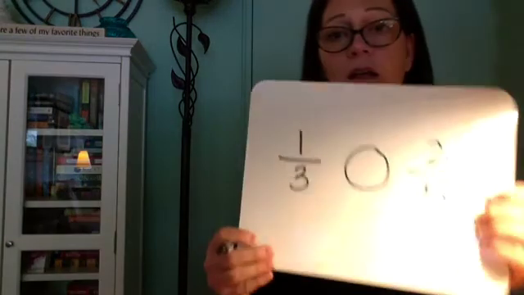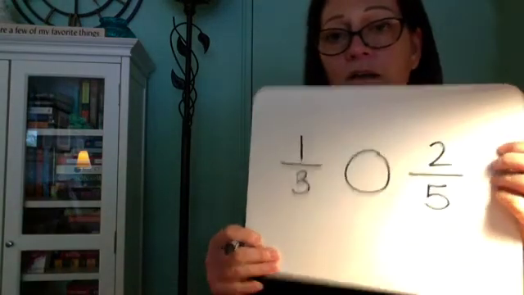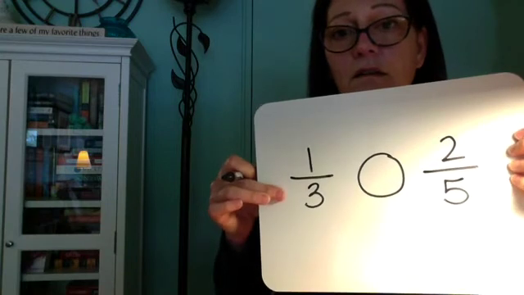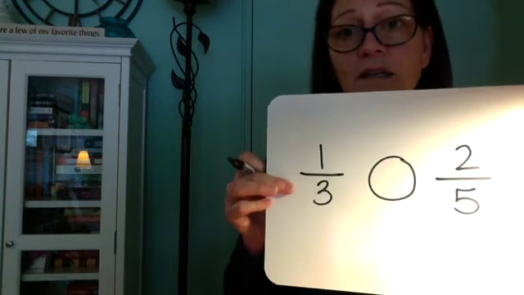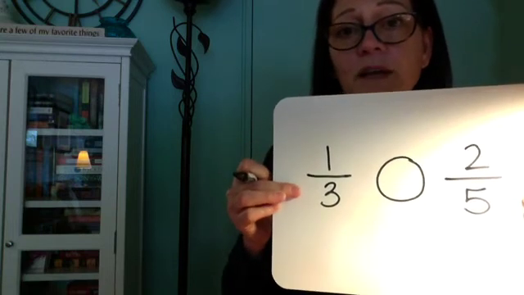Okay, sometimes you can't multiply one of the denominators to make the same size pieces because you don't have a number you can multiply by to get there. So if I have 1/3 and 2/5, right? I can't multiply 3 times a number to get 5 because 3 times 2 is 6. That's already too many. So I can't multiply 3 by a number to get 5.